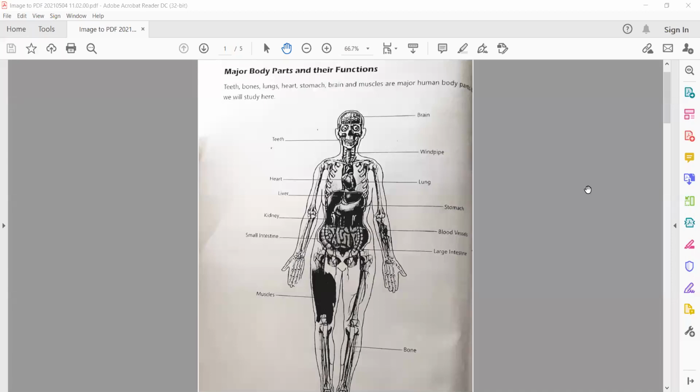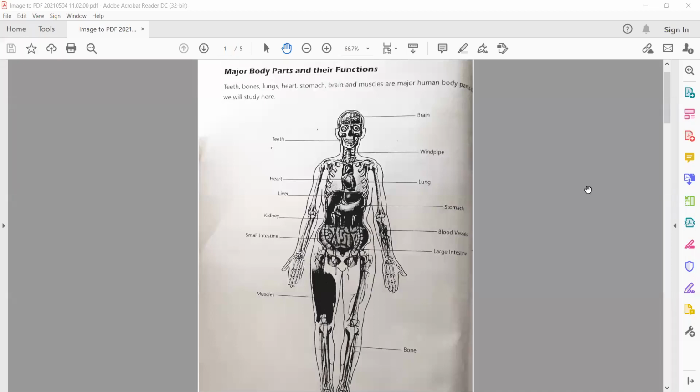Now another body part given here is the heart. What is the function of the heart? The heart is made up of cardiac muscles, and the function of the heart is to pump the blood through the circulatory system by contracting and relaxing. The function of the heart is to pump blood throughout the body.